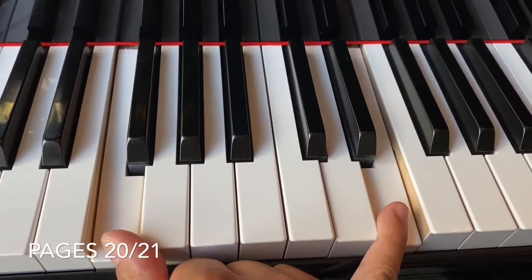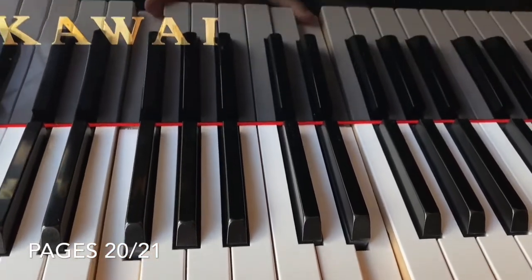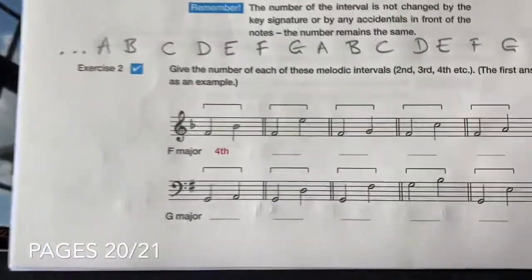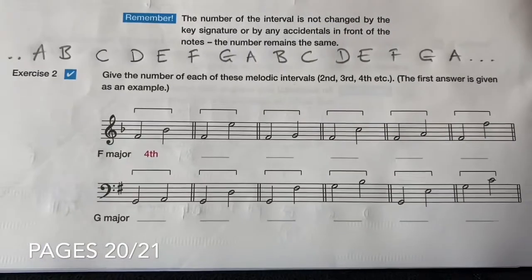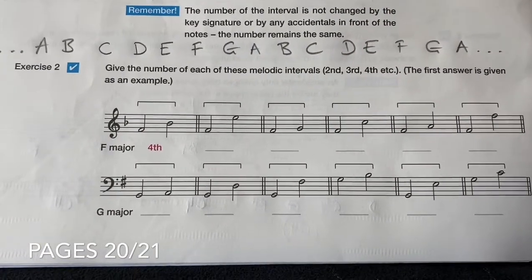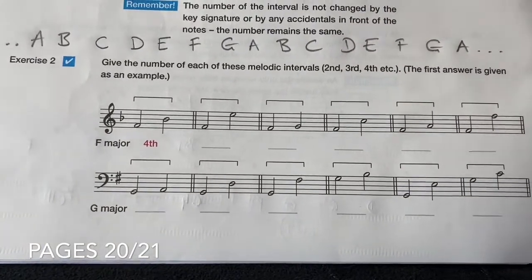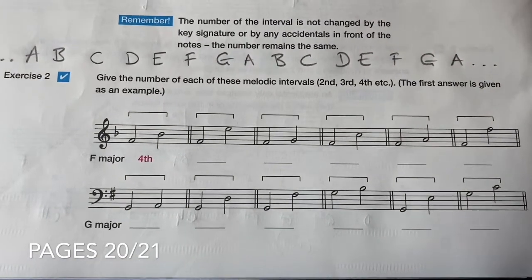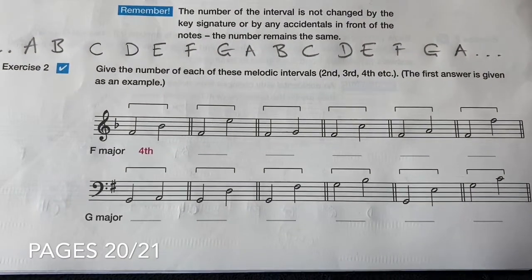That's what a 7th sounds like, okay? Now, all of these that we're doing here in exercise 2 are melodic intervals, melody intervals, tune intervals, because it's one note followed by another note. It's not the two notes on top of each other, okay?